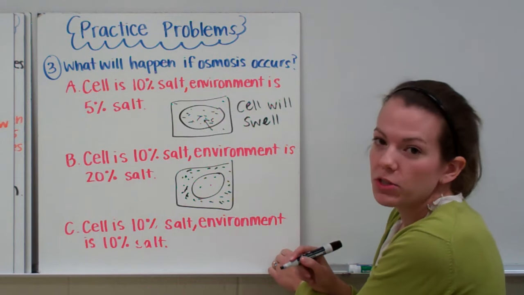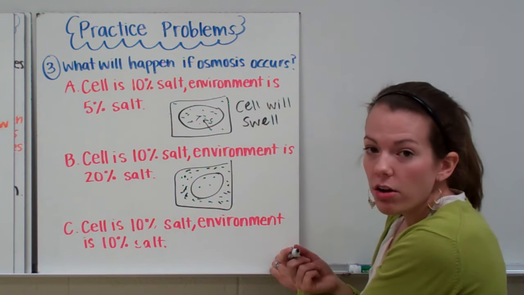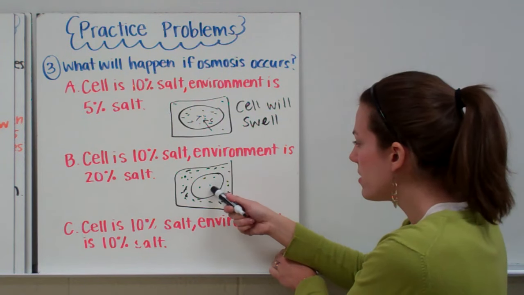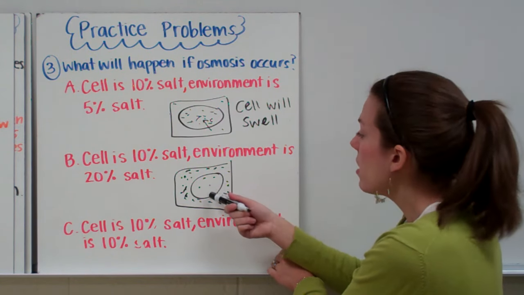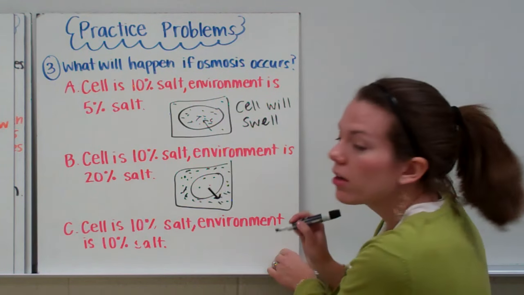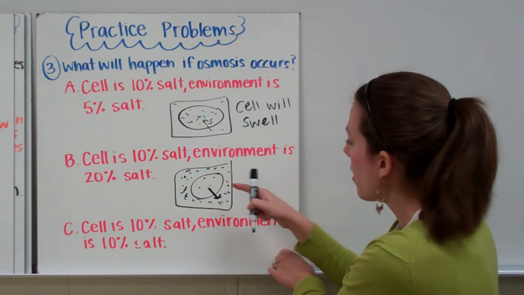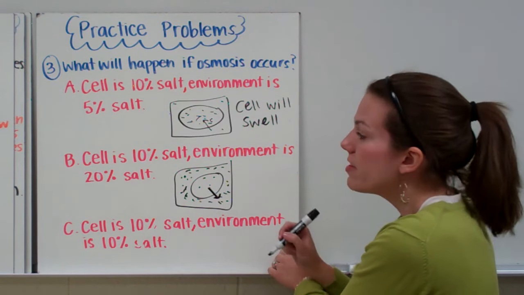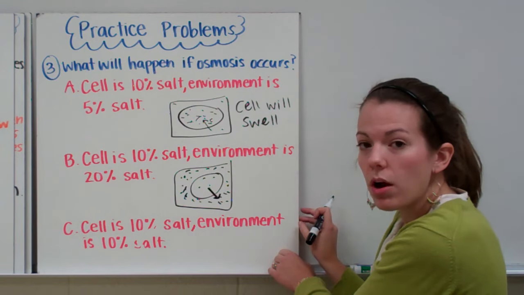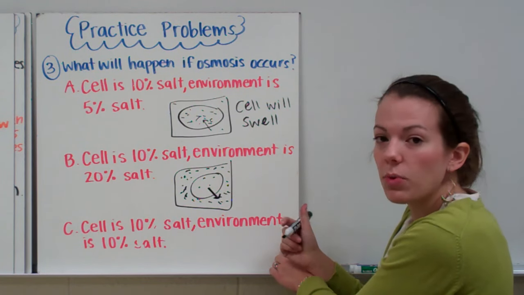Now you have to decide which way water will move. Remember, water always moves from areas with more water, and we see there's more water inside the cell. See all that extra space? And there's less water outside the cell. So we move our water from where we have more water to where we have less water. So as a result, water will move out of the cell during osmosis, and just like if you took water out of the water balloon, it will shrink, the cell will shrink since water is leaving the cell.